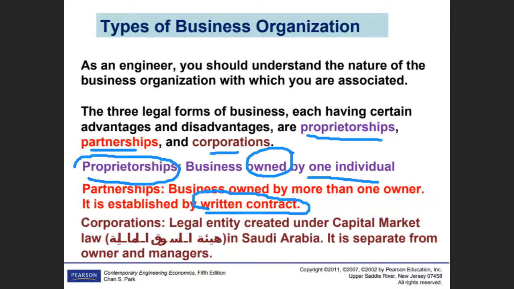How profit will be distributed, how much capital will be contributed by each partner, if there is a loss, how the loss will be distributed, if a partner is working and taking a salary, for example. All these terms and conditions will be mentioned in the written contract. Okay. Then the next one is corporations, or we call it shirka.